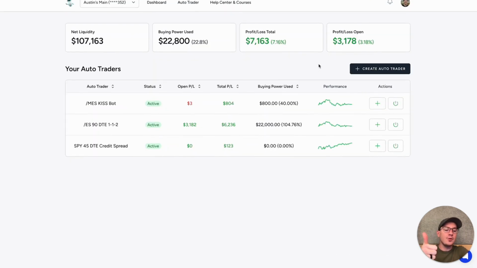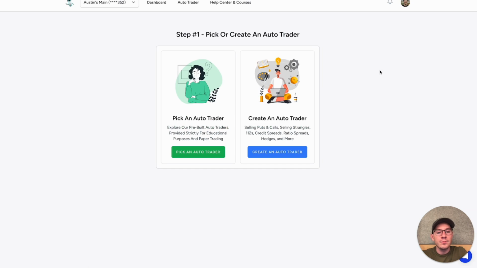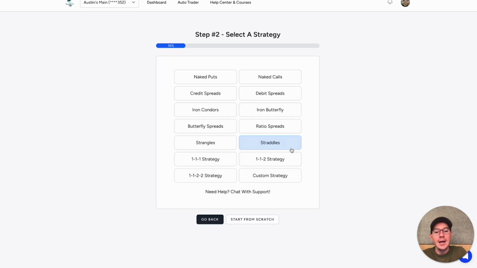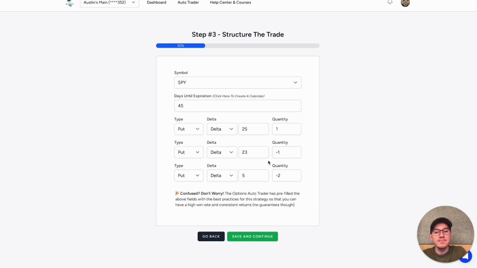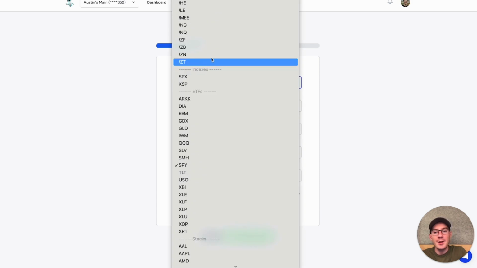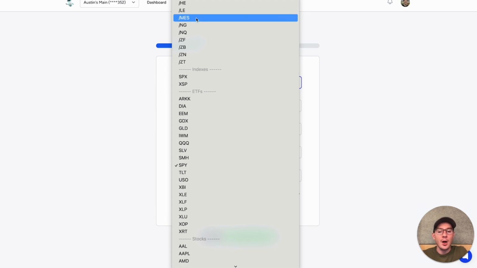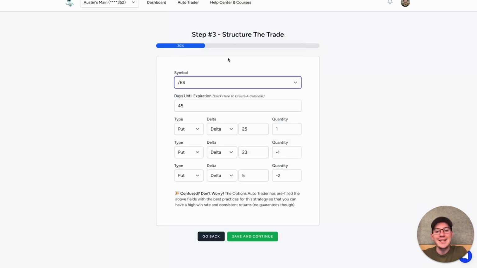So again, after you join the Options Auto Trader and you connect your broker, then you can create a bot. So you click on Create Auto Trader. Since we have all the rules, I gave you the rules to do this with. Click on Create an Auto Trader. Go to the 1-1-2 strategy. And then again, pick the symbol. Like I mentioned, ES is our go-to asset, but you can also do this on MES if you have the smaller account. So we can go ES.